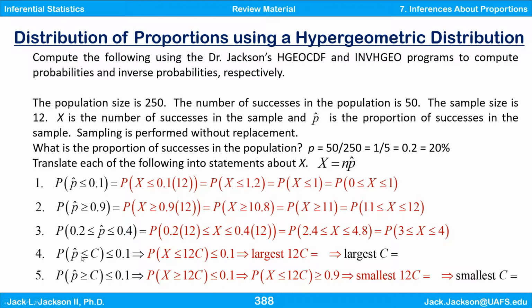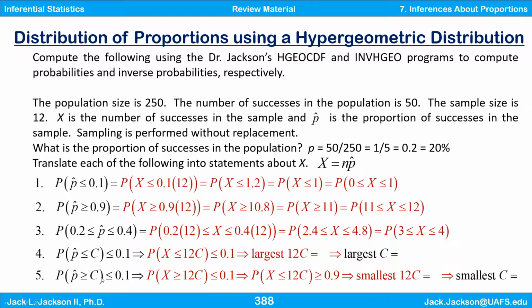And similarly down here, the probability that p hat is less than c is less than 0.1. We just multiply by n, and we get p hat times n is x. n times c is 12c. We're looking for the largest value of x, which would be 12c, that'll give us a probability less than 0.1, and then of course the largest proportion that goes with that.